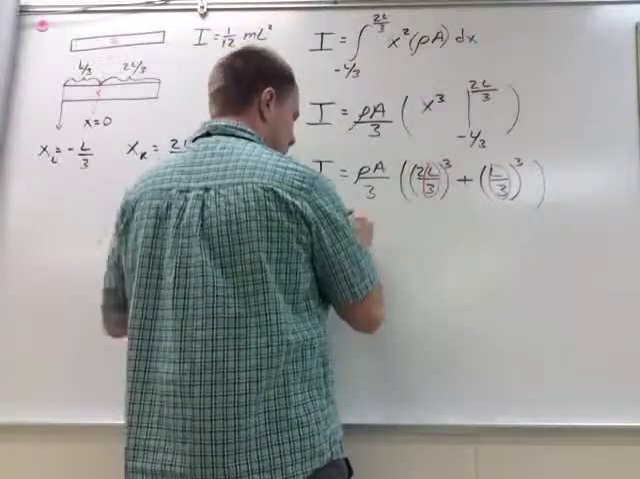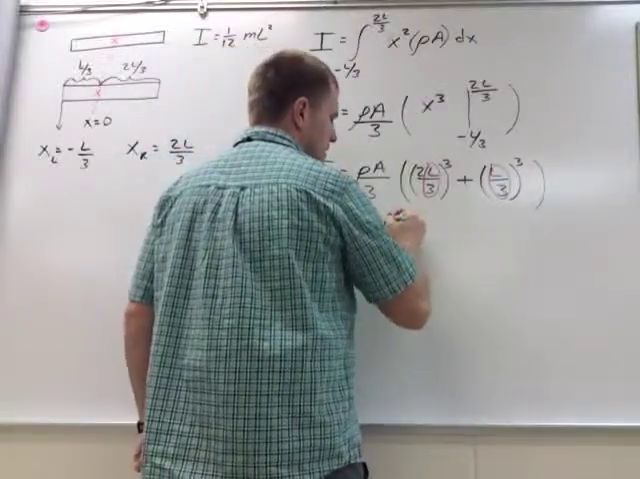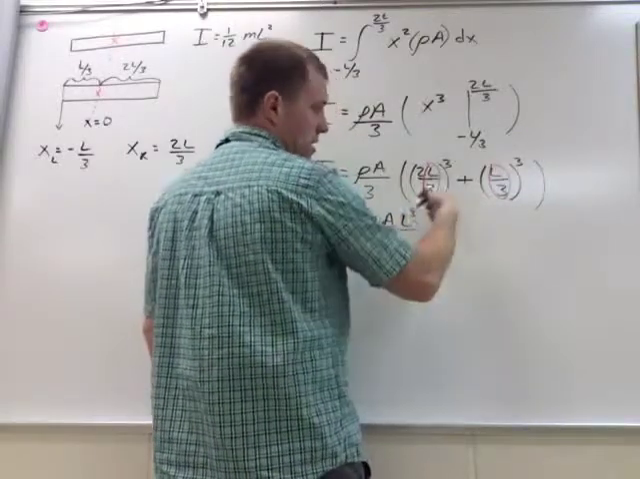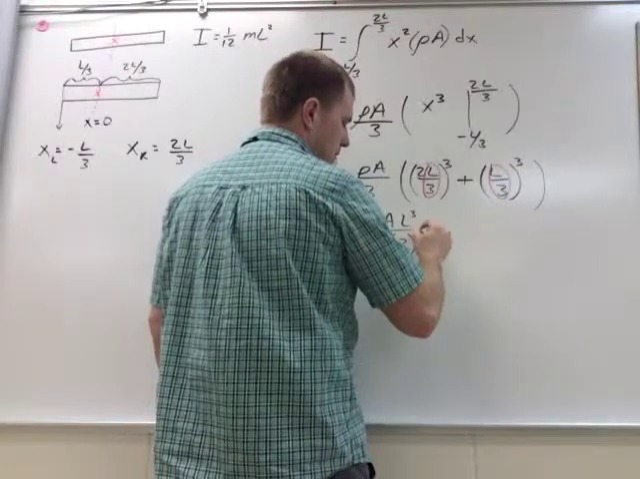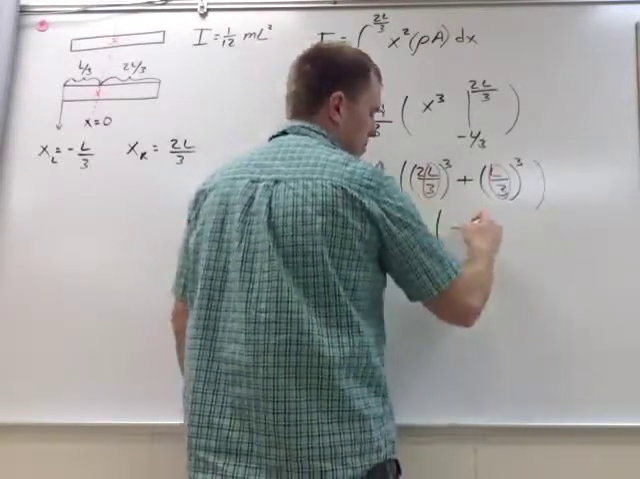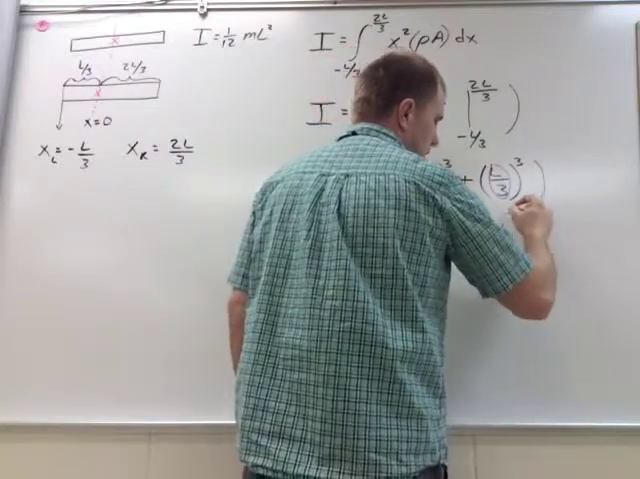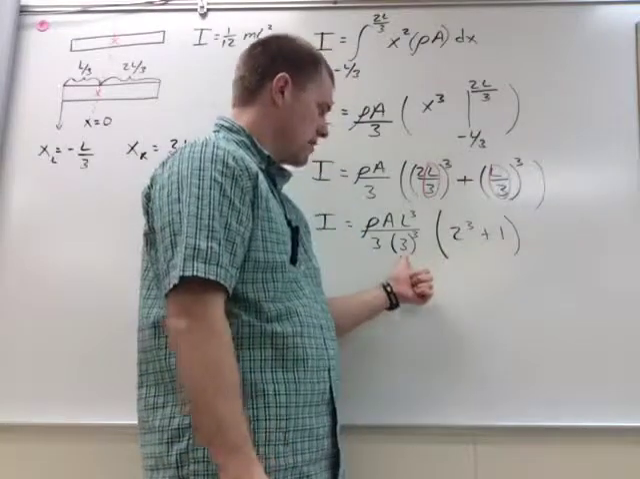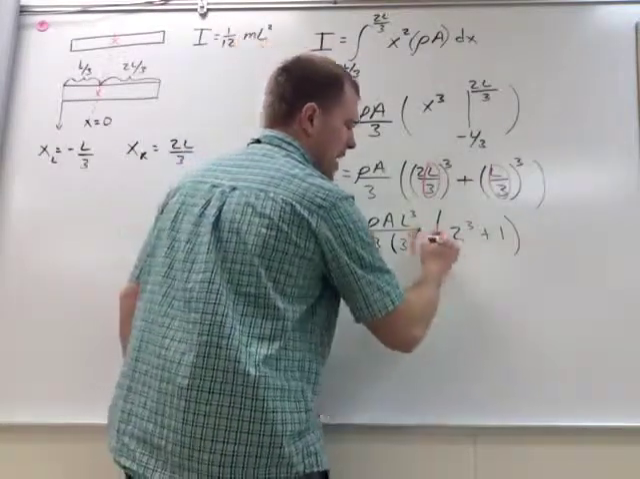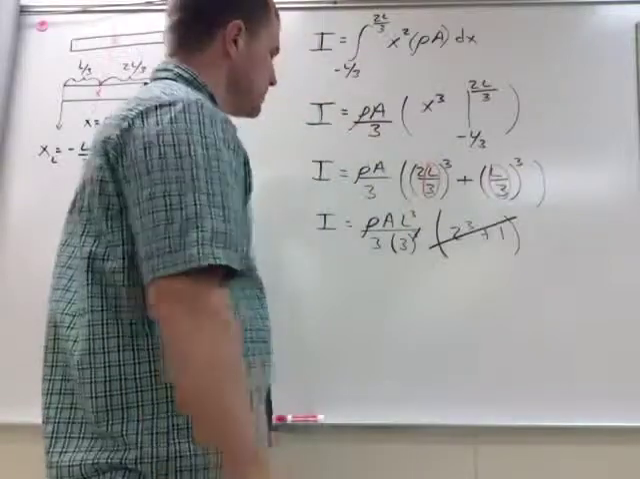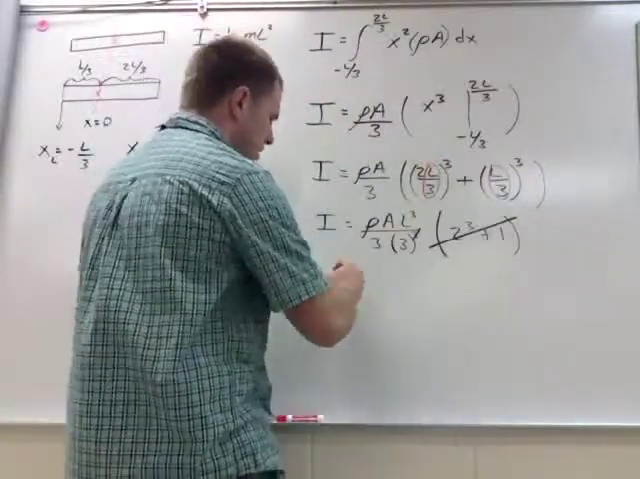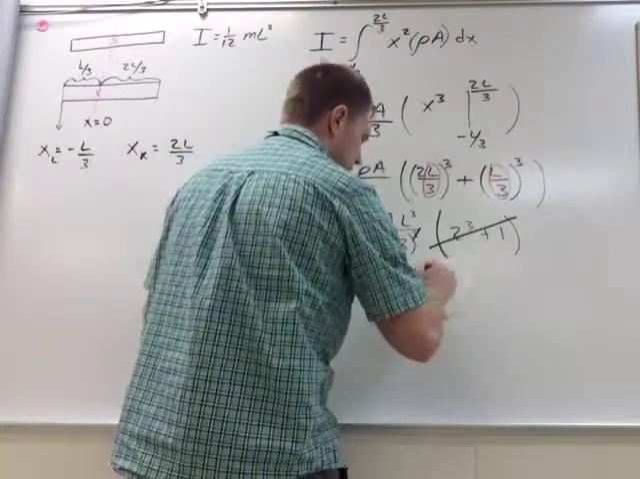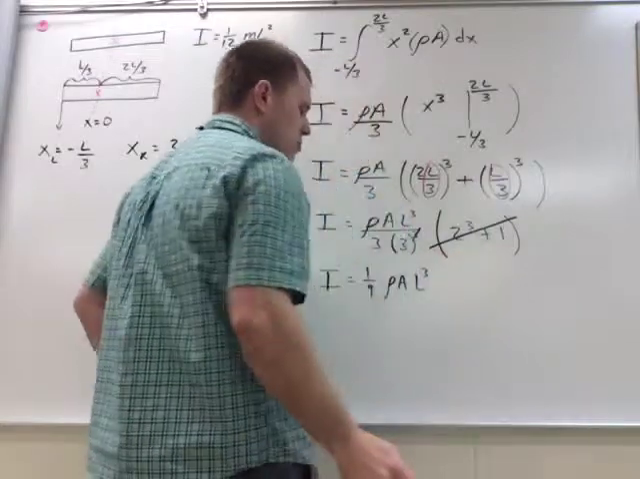So now I have I is equal to density times cross-sectional area times length cubed, all divided by 3. And then I have another 3 cubed down there. All times, and I'm only left with 2 cubed plus 1. And for those of you doing the math in your head, 2 cubed plus 1 is 9. And 3 squared is 9. So I actually can cancel some of this stuff out. Cool. All right, so I'm left with this. I'm left with I is equal to 1/9 times the density cross-sectional area times length cubed.